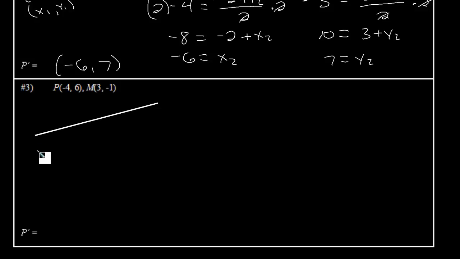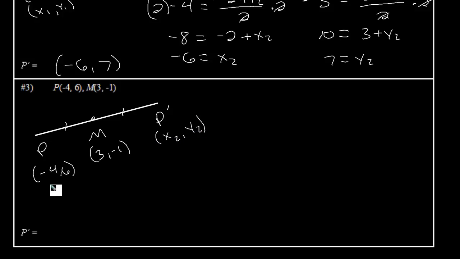Alright, number 3, we would do it the same way. We got P and P prime are the endpoints. We got M as the midpoint. Coordinates for P are -4, 6. Coordinates for M are 3, -1. Coordinates of P prime we don't know. Coordinates for P we know. Also variables represent those same things. I'm just going to write that down.